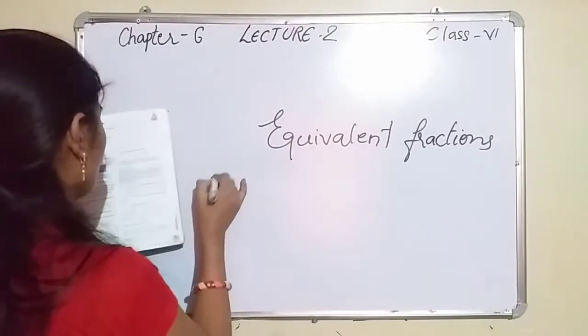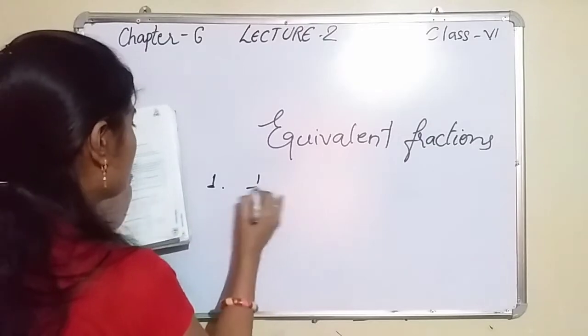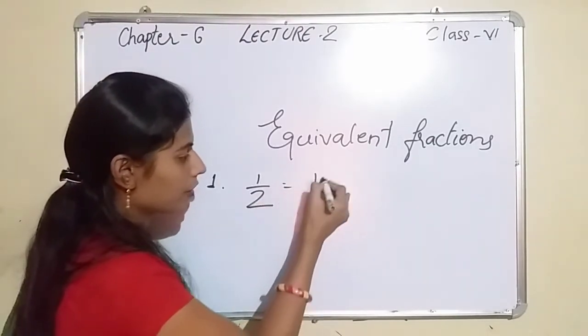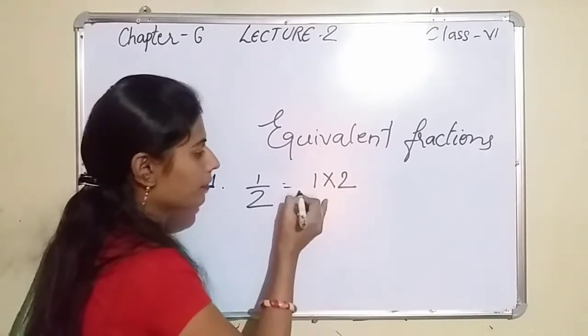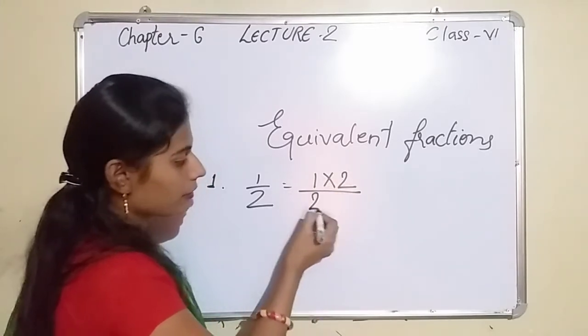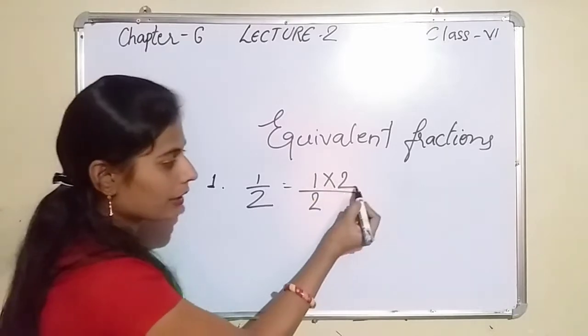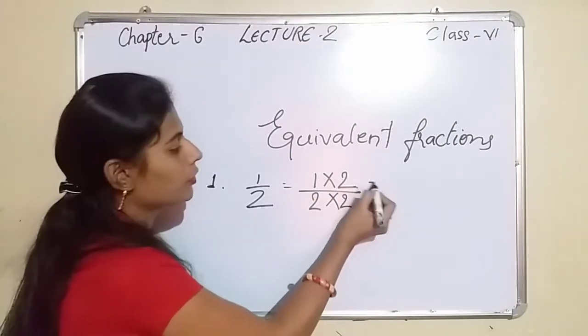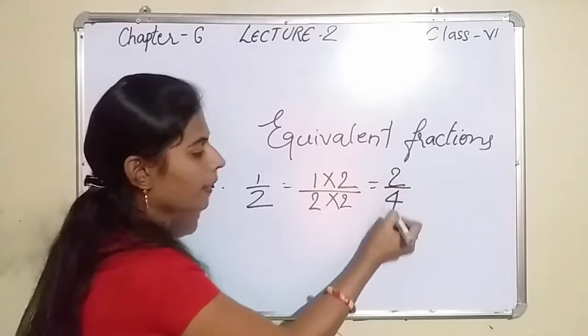See, the first example is given here, 1 by 2. For finding the equivalent fraction of 1 by 2, first of all we have to multiply the numerator 1 by 2, and in the denominator 2 is given. If you are multiplying the numerator by 2, then you have to multiply the denominator also by 2, so it will become 2 by 4.